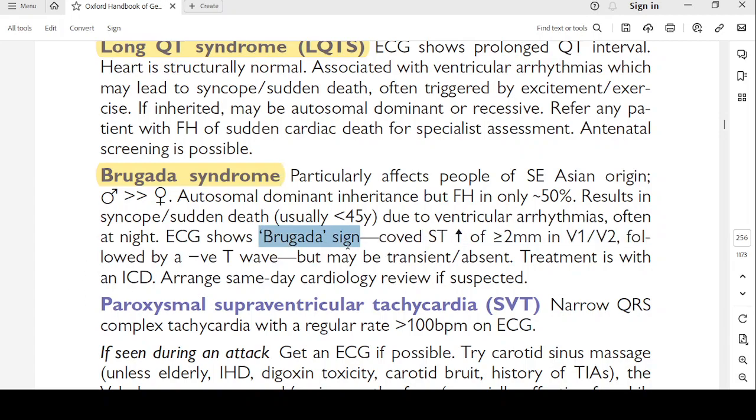ECG shows Brugada sign. What is Brugada sign? It is coved ST elevation of more than 2 millimeters in V1 or V2, followed by a negative T wave, but it may be transient or absent. Treatment is with ICD, an implantable cardioverter defibrillator. Arrange same-day cardiology review if suspected.